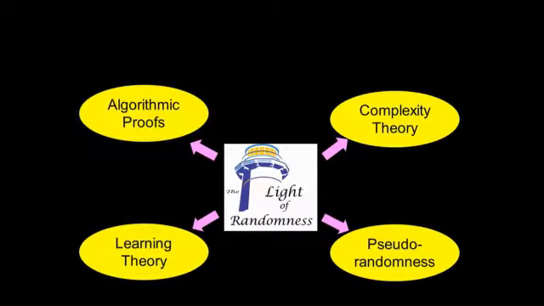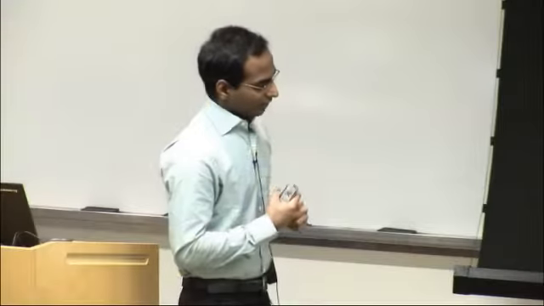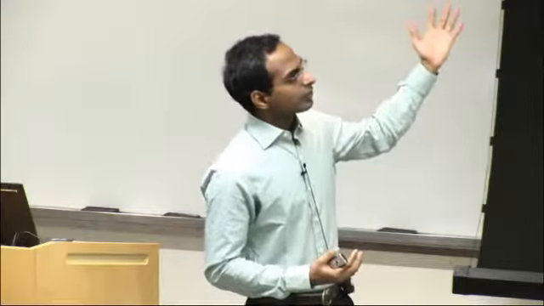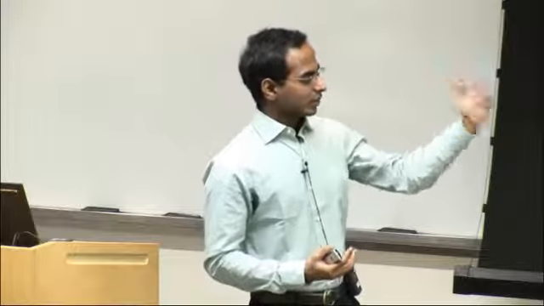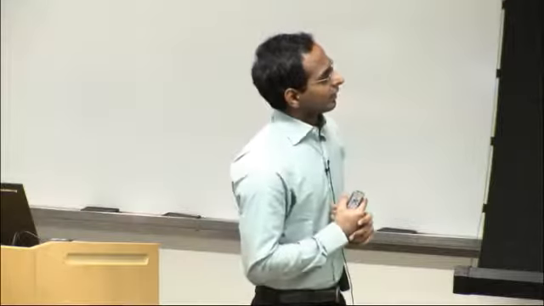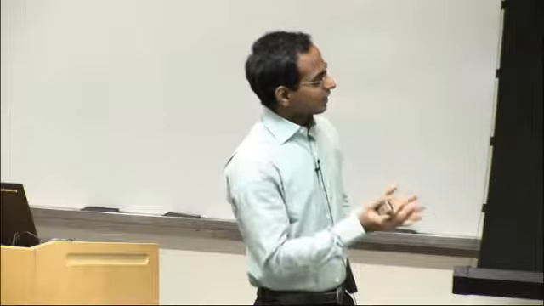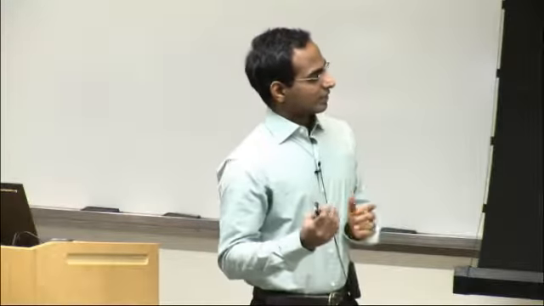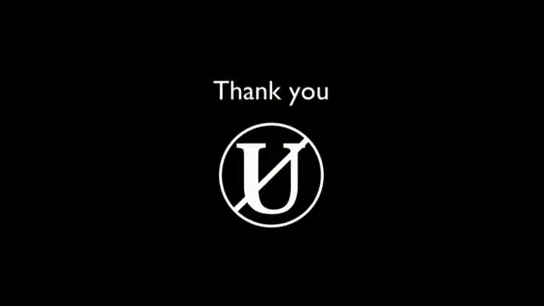So in summary, my work has basically been around using the structure of randomness in the form of limit theorems and the geometry of randomness for various questions in algorithmic proofs or complexity theory, pseudo-randomness, learning theory, and vice versa. And it is these connections, I think, that form the core of my research, and I'd like to explore these things in the future. Thank you.